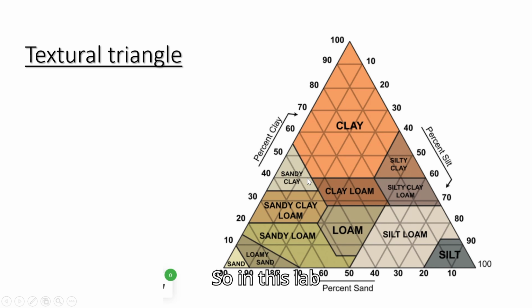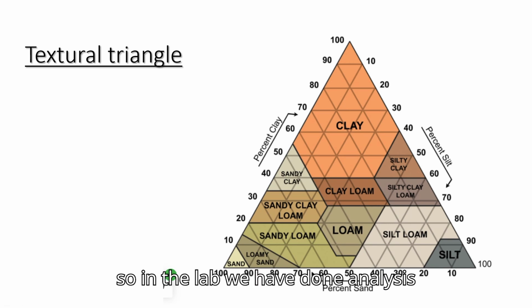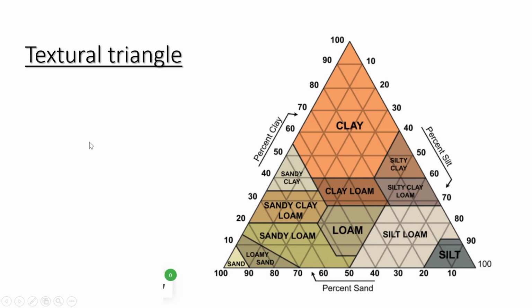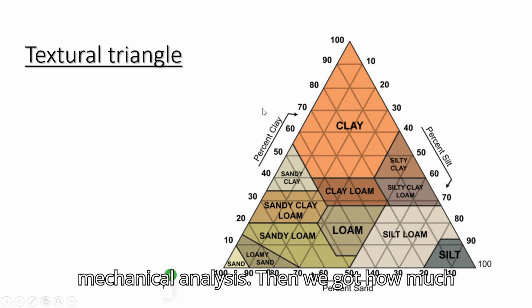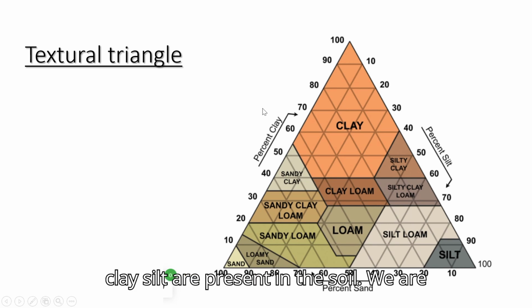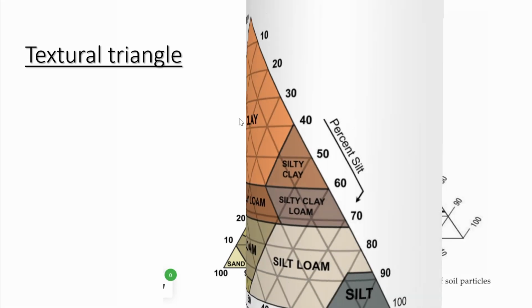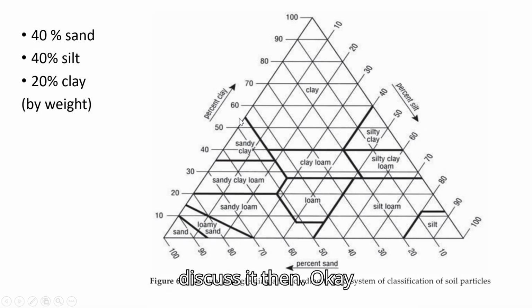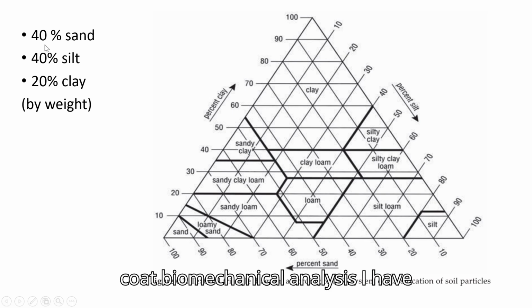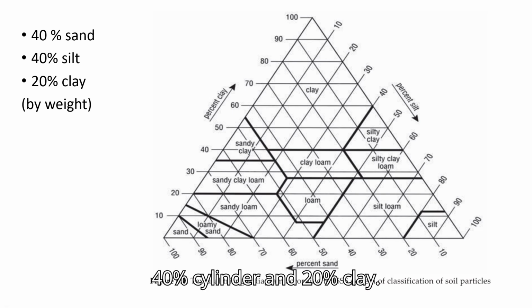So in the lab, we have done mechanical analysis. Then we got how much clay, silt and sand is present in the soil. And we are using this textural triangle to determine the soil textural class. So for example, I have got by mechanical analysis that my soil contains 40% sand, 40% silt, and 20% clay.